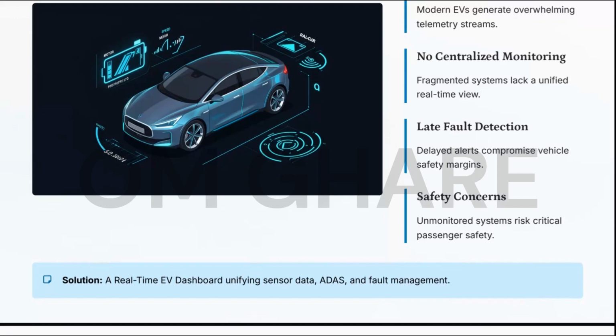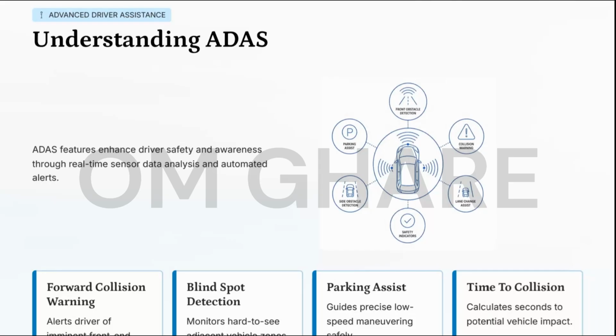To address these challenges, the project proposes a real-time EV dashboard that combines sensor monitoring, EV dynamics, ADAS functionality, and fault management into a single interface. Instead of presenting a raw sensor value, the system processes the data, detects the unsafe condition, and provides meaningful visual feedback through a live Python dashboard.